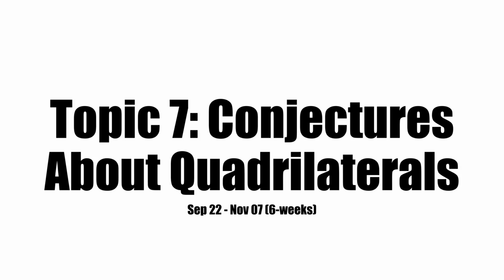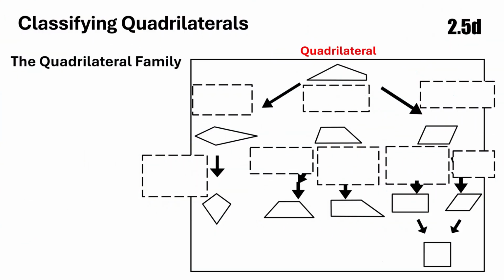The next section is about conjectures about quadrilaterals. The first section is about classifying quadrilaterals. Any four-sided polygon or shape is a quadrilateral. If a quadrilateral does not have any parallel sides and has congruent adjacent sides, then it is a kite. If one of the diagonals is bisected and is perpendicular, then the kite is a right kite.